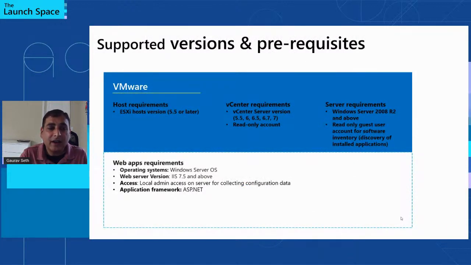Just before we get started, a quick note on some of the supported versions and prerequisites. In terms of VMware requirements, remember, currently we provide discovery and assessment for your VMs hosted on VMware environments only. In terms of host requirements, we support anything 5.5 and above, and vCenter could be 5.5 and above as well. When it comes to the Windows Server requirement, we support Windows Server 2008 R2 and above. For your web applications on the IIS server, we support IIS 7.5 and beyond running your ASP.NET web application. Currently the whole experience is built around ASP.NET web applications only.